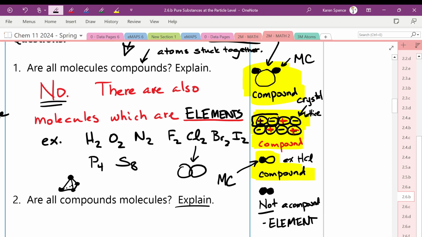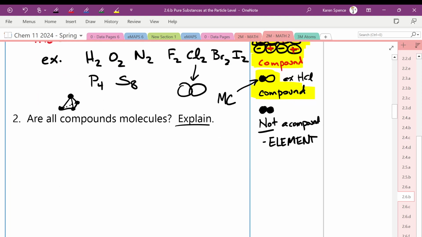And is it made of molecules? What do we call one of those things? That's a formula unit. Is it a molecule? No. Are all compounds molecules? No. Almost all covalent compounds are molecules.